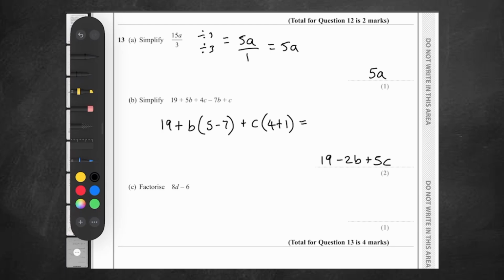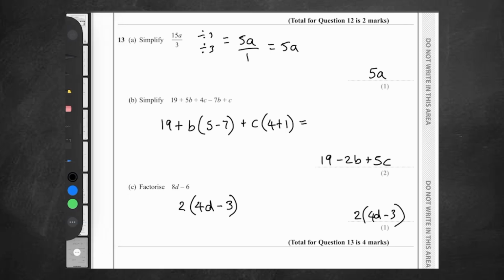And part C, factorize 8d minus 6. So all we need to do is find a number that goes into 8 and 6, and the highest number that we can do that with is 2. So we're going to take 2 outside of the bracket, and inside we're going to do 8 divided by 2, which is 4. We'll keep the d there. 6 divided by 2, which is 3. And that is our factorization.